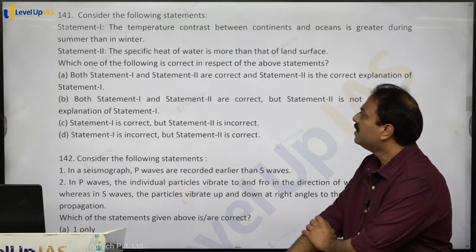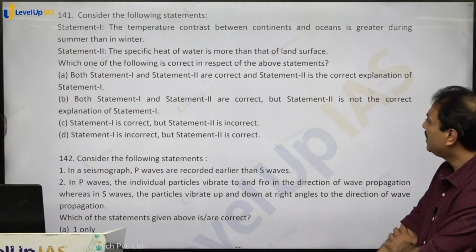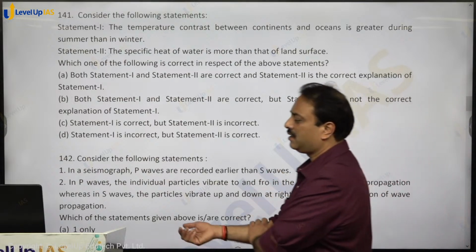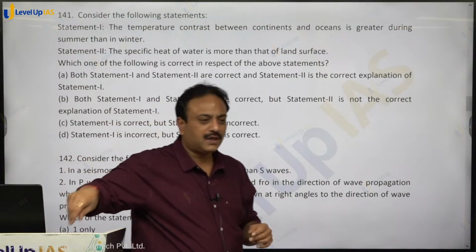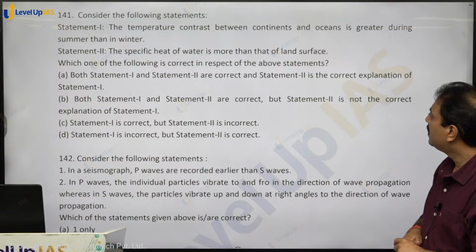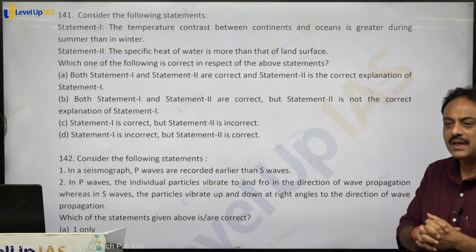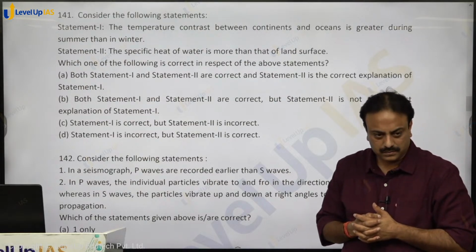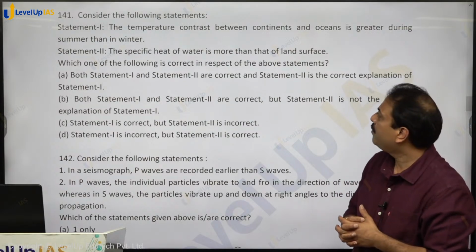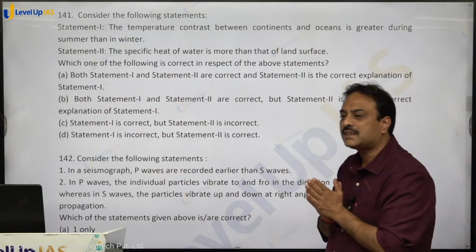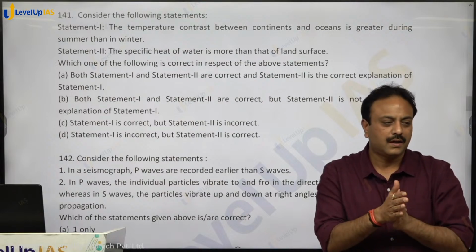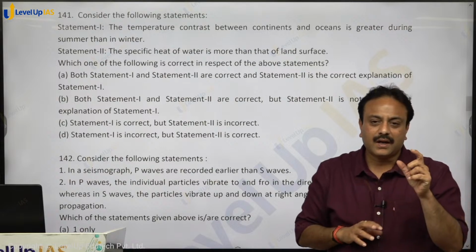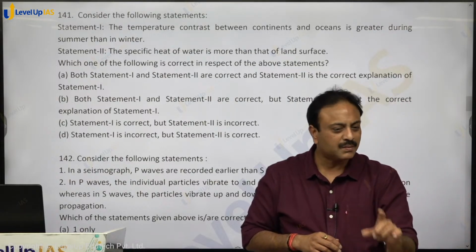Question number 141. Consider the following statements. The temperature contrast between the continents and the ocean is greater during summer than in winter. Continents and ocean, greater during summer than in winter. Correct or wrong? Summer, winter, contrast between continent and ocean. It will have higher temperature contrast in winter season, not in summer season.